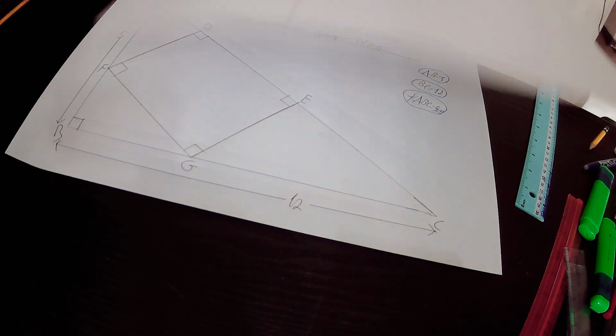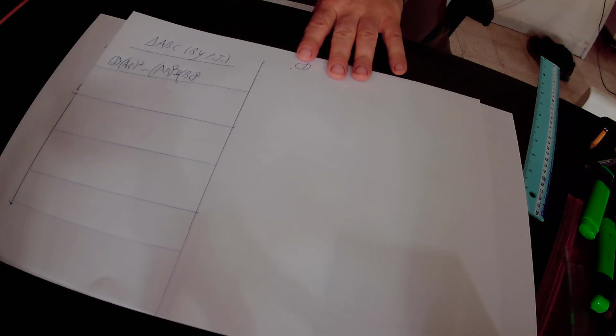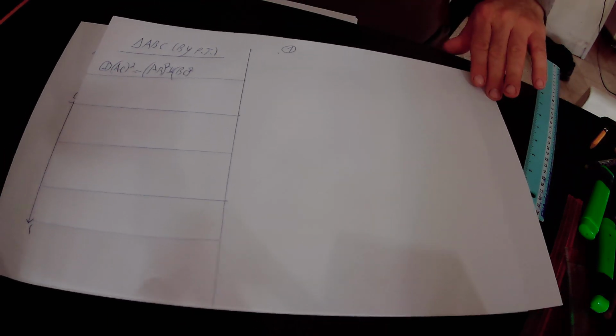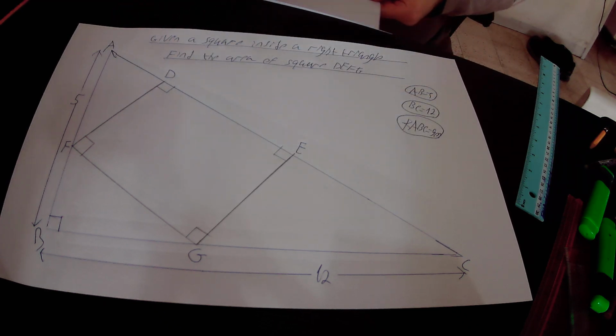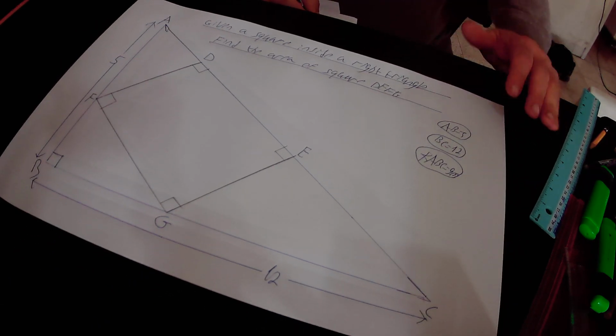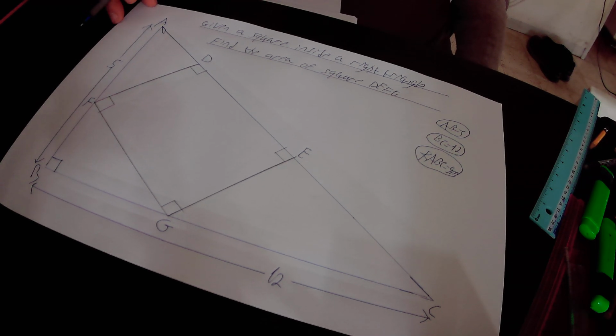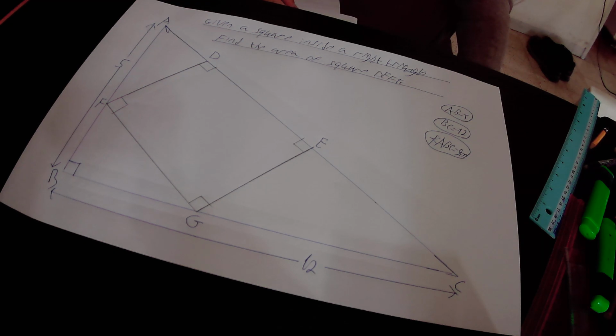Repeat again. According to the Pythagoras theorem, in the right triangle ABC, AC square equals AB square plus BC square. So AC square, that is the square of the hypotenuse, equals AB square. AB is 5, therefore AB square is 5 squared, that is 25, plus BC square. BC is 12, therefore BC square is 12 squared, that is 144.